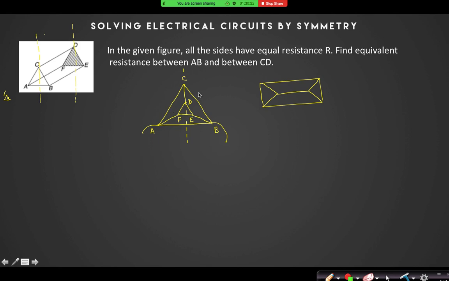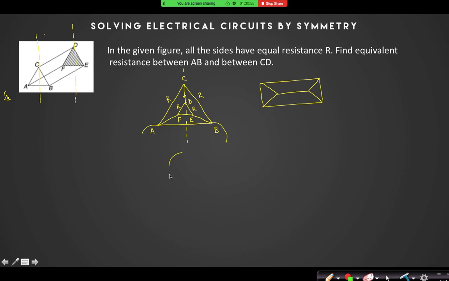So along this vertical line, if I use symmetry, then which branch will carry no current? CD branch. CD branch will carry no current. If you just eliminate the branch CD, then the question is very much simplified. Then these resistances R and R, are they in series or parallel? Series. These two resistors R and R are also in series, right? Yes. Now I can simplify that circuit.